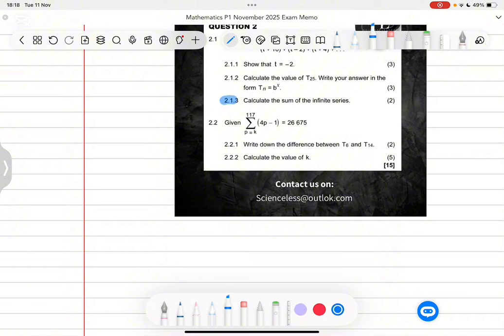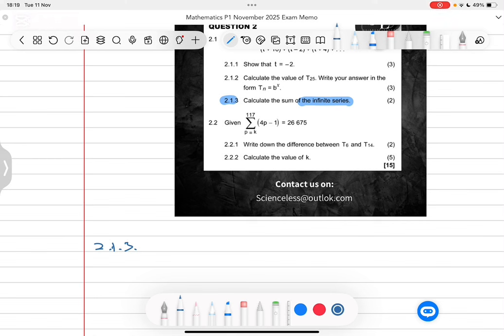Question 2.1.3, they say calculate the sum of the infinite series. Now remember, to get the sum to infinity of an infinite series, you really have to know that your r should be between -1 and 1. And if you check, our r is -1/2. So it is in between that range. It means we can actually calculate the sum. The sum to infinity exists.